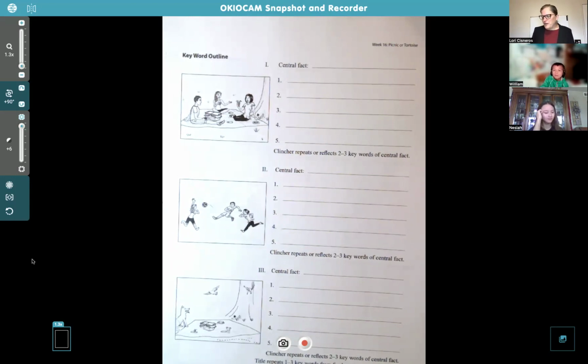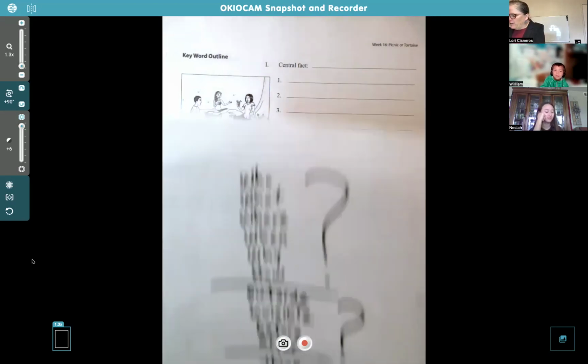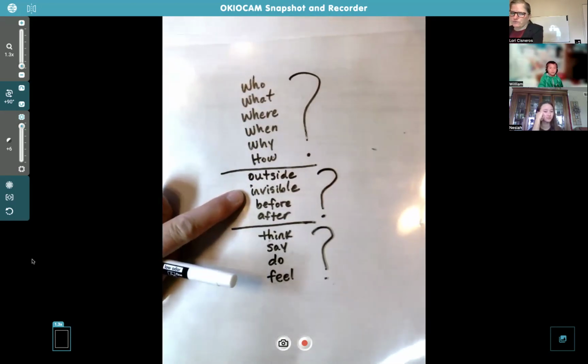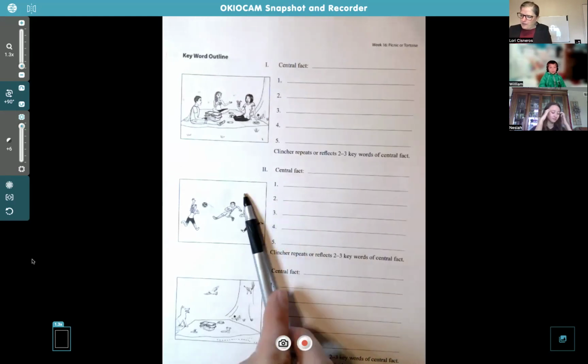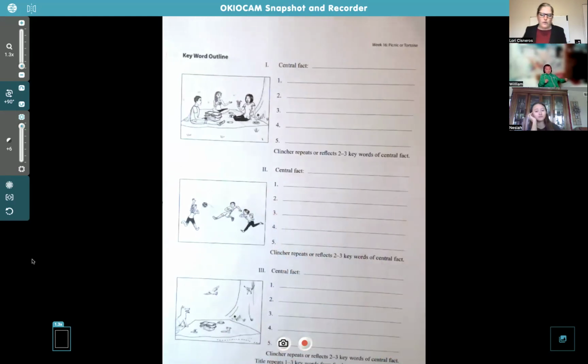So I'm thinking of a what question now. And then maybe invisible, like there's not a whole lot happening in the background. It's blank. So what do you think's in the background? Do you think there's other people at the park? Do you think that there's dogs there maybe? I believe they're at a park alone. Yeah, I agree. They're at a park.